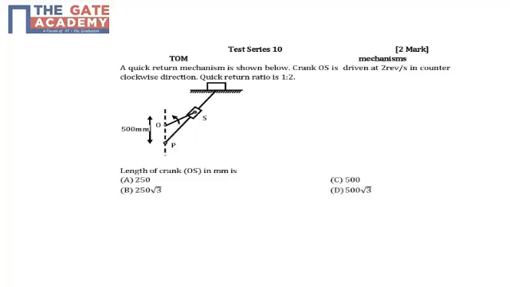Let's discuss a question on theory of machine. What is given is a shape return mechanism. Now let's draw this shape return mechanism when it is in the extreme position. So in the extreme position, this is O and this is my crank S.